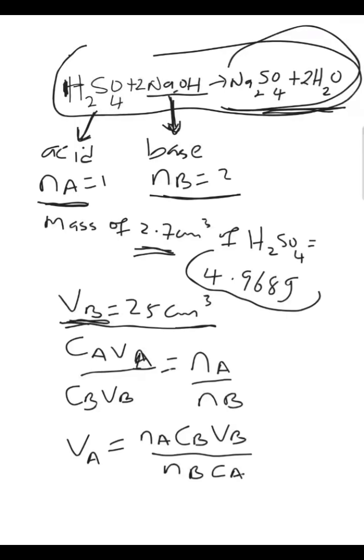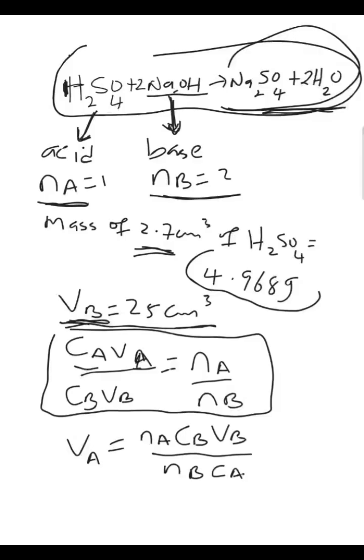Okay, so we are going to apply a formula we know. This is the formula. Please take note of this formula. This is the formula that guides this experiment, this titration. Now, Ca means the molar concentration of acid. Va is the volume of acid. Cb here means the molar concentration of the base, while Vb means the volume of the base.